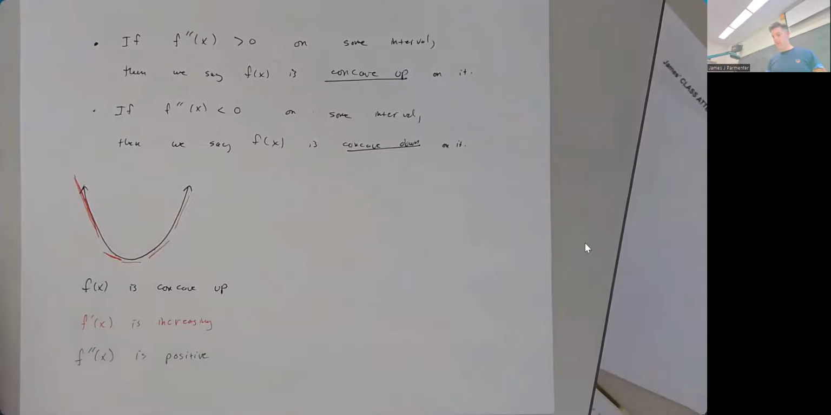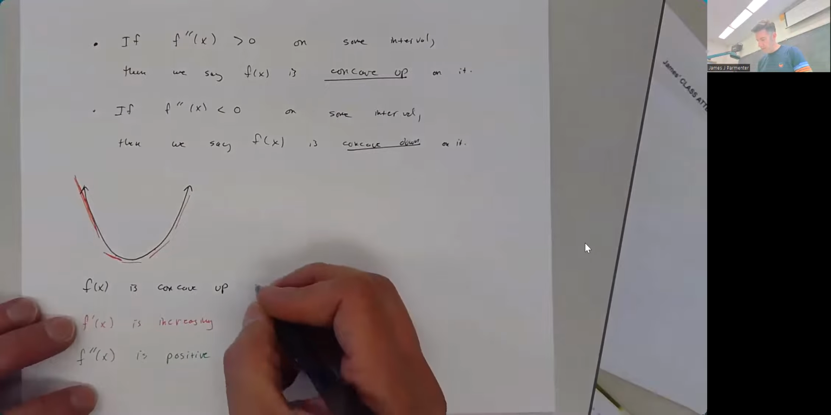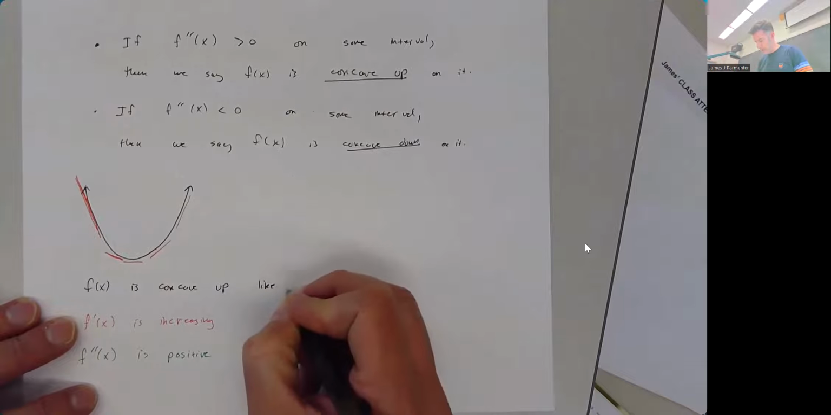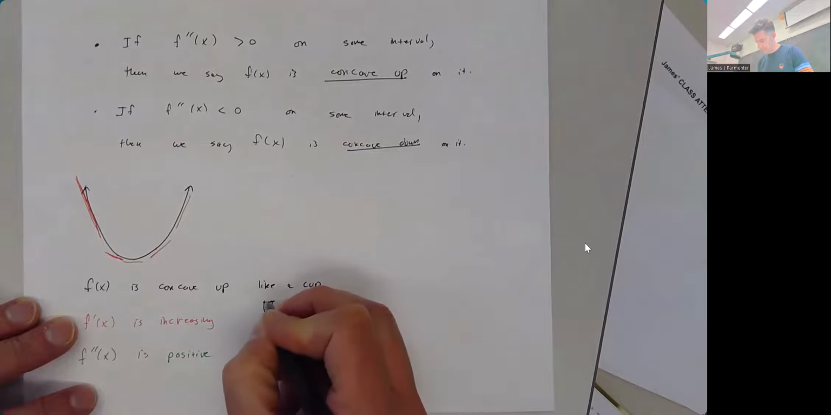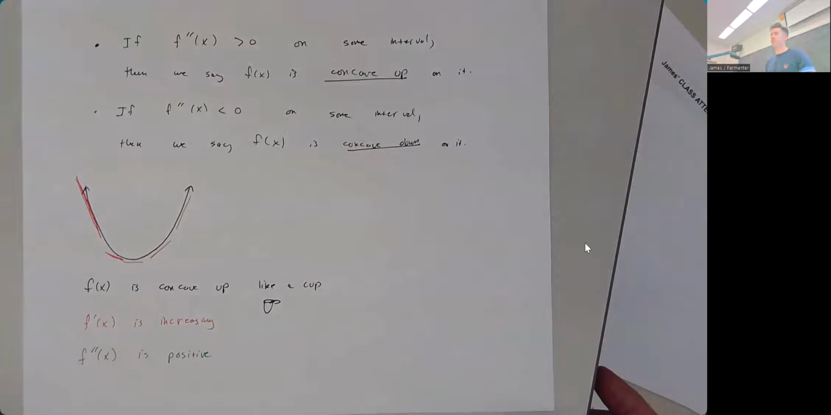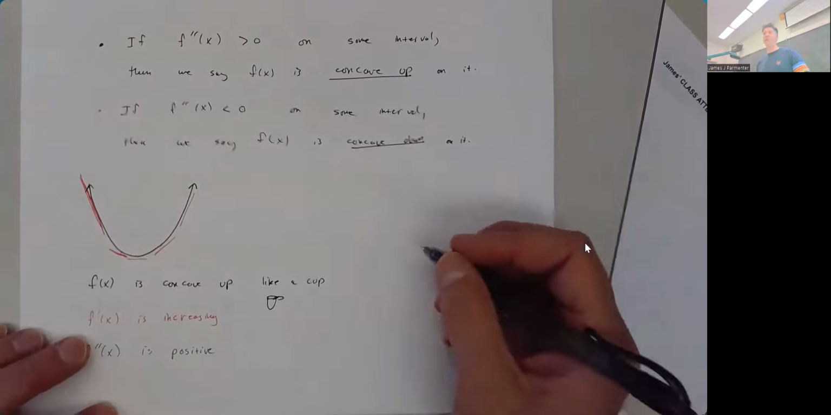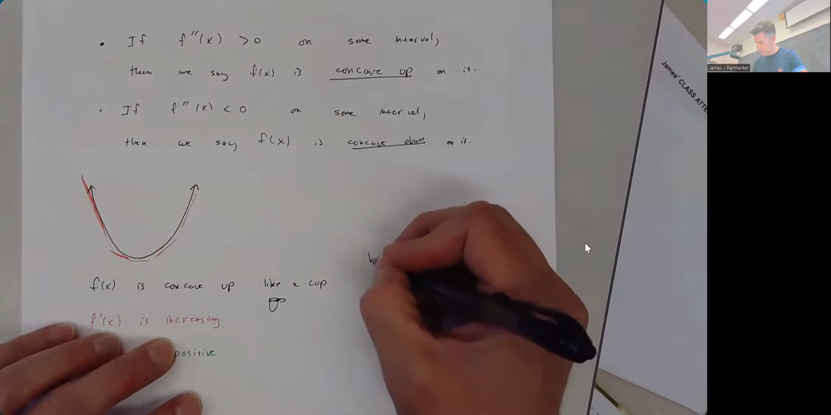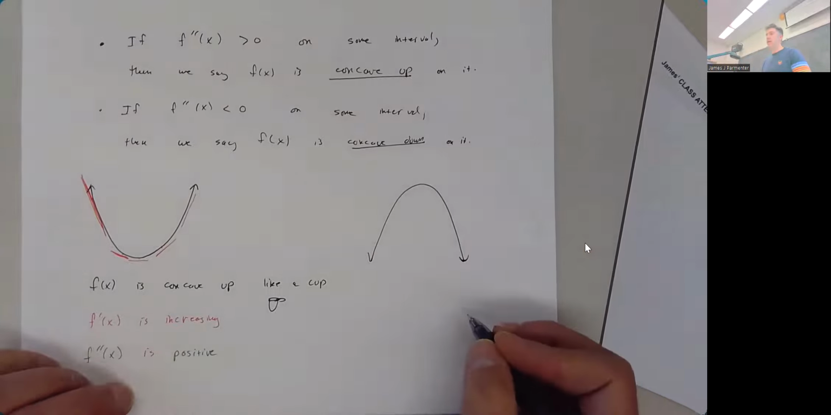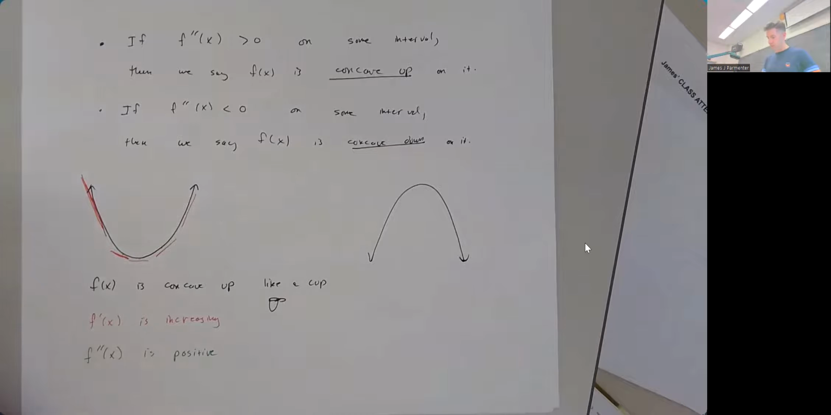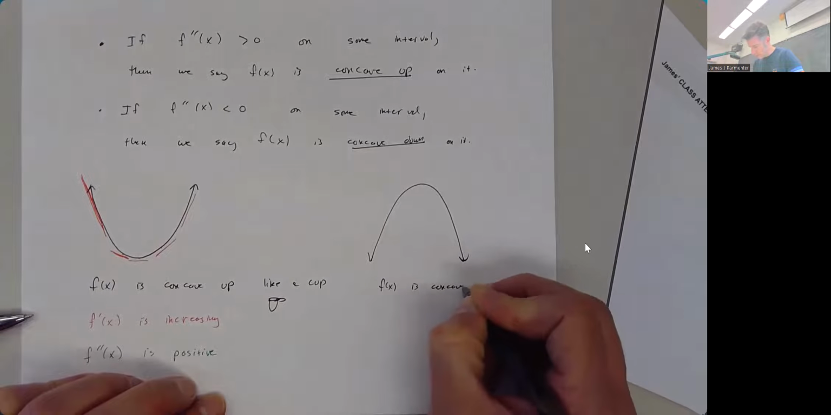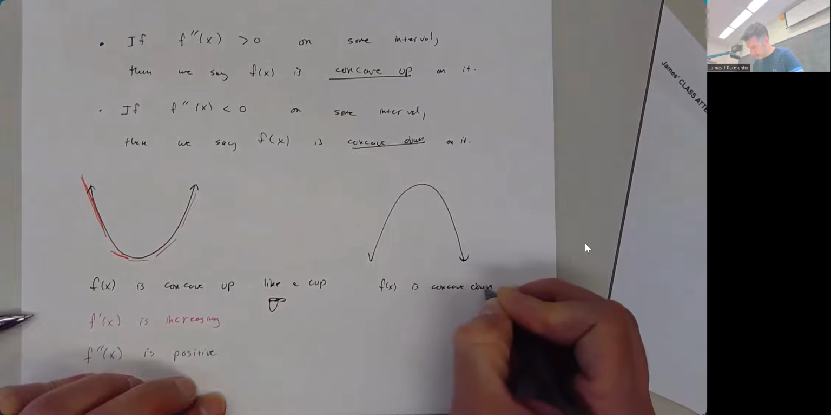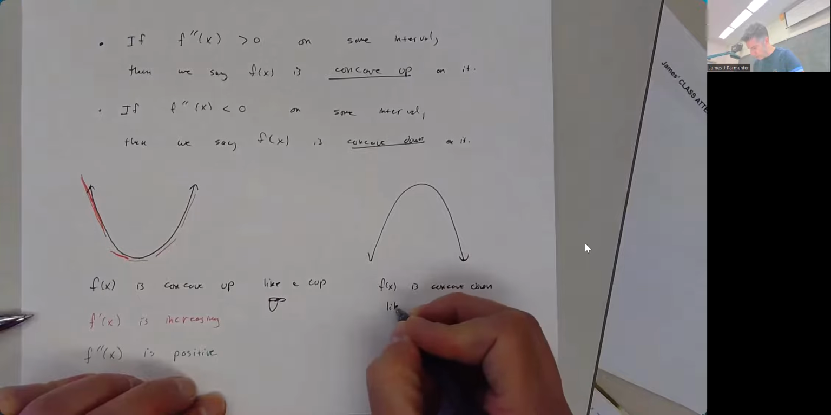Also, now I can say my favorite part. Concave up, like a cup. And then on the flip side, literally we'll flip it over. Same idea, except now everything's reversed. So now f of x is concave down, like a frown.